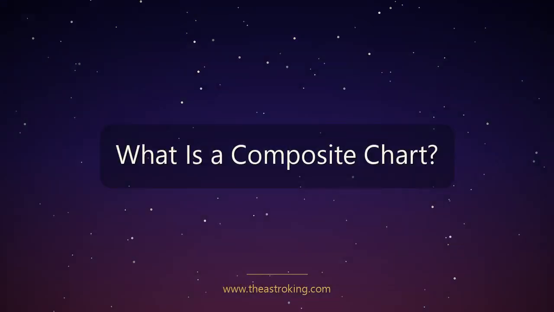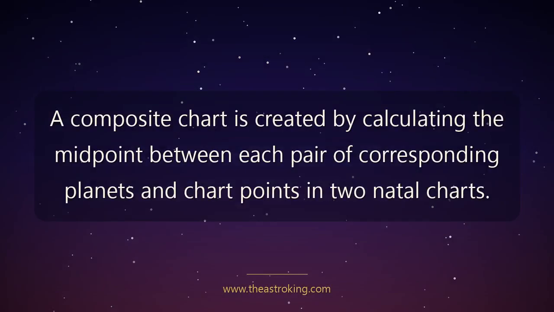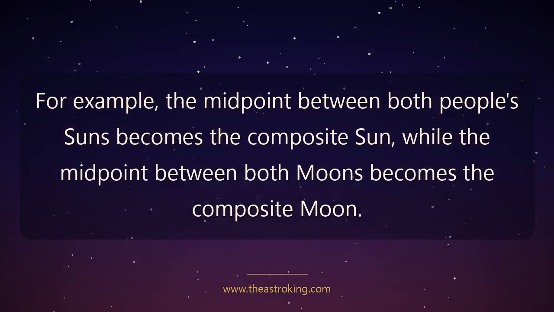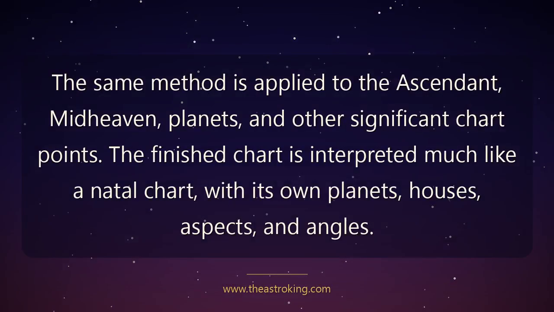What is a composite chart? A composite chart is created by calculating the midpoint between each pair of corresponding planets and chart points in two natal charts. For example, the midpoint between both people's suns becomes the composite sun, while the midpoint between both moons becomes the composite moon. The same method is applied to the ascendant, midheaven, planets, and other significant chart points.